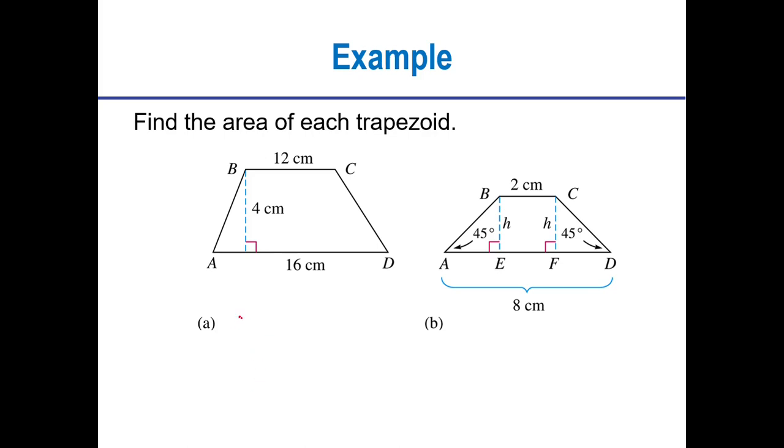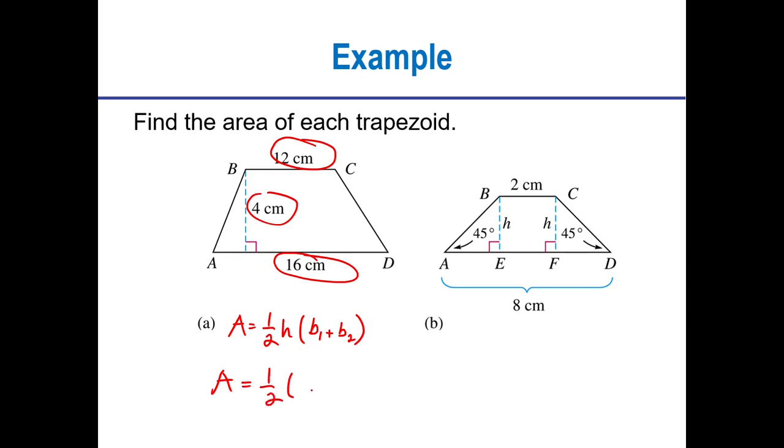For the first one, we know the area of a trapezoid is 1/2 times the height times the quantity b1 plus b2. In the first figure, we have b1 is 16 centimeters and b2 is 12 centimeters, and the height is 4 centimeters. So the area is equal to 1/2 times the height, which is 4. We'll multiply that with 16 plus 12. And this gives us an area of 56 square centimeters.